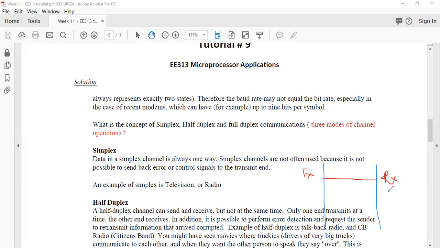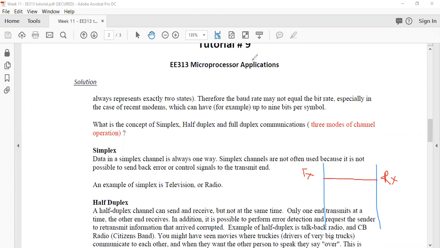You can send the data from the receiving end to the transmitting end, or you can receive the data from the transmitting end at the receiving end, right? But it will be one at a time. You can either send the data from the receiving end to the transmitting end, or you can send the data from the transmitting end to the receiving end, right? So at both the ends, you can send and receive the data, but only one at a time.